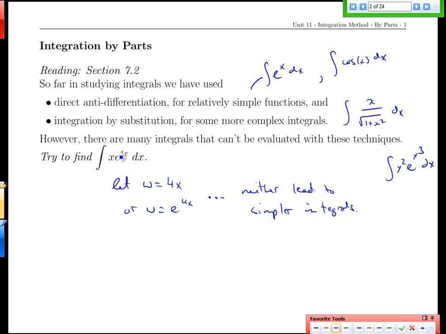The key ingredient that we're missing in these cases is that the derivative of 4x or e to the 4x is not there waiting to be cancelled when we replace the dx with dw. If this had been an x squared, it's important to see the distinctions. If this had been an x squared, yes, substitution would have worked perfectly. But that's not the integral we were given, so we can't do that. So that inspires us to look for a different technique that might help us find an antiderivative of this complicated product here.